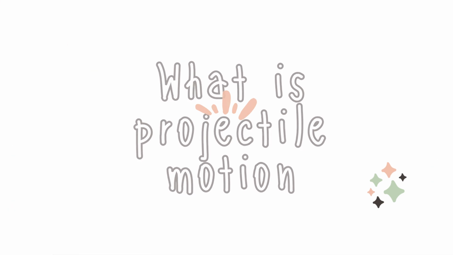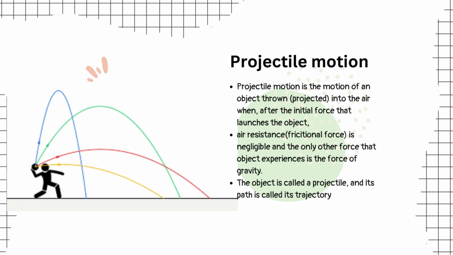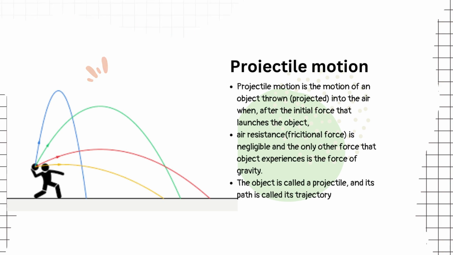What is projectile motion? Projectile motion is the motion of an object thrown or projected into the air when, after the initial force that launches the object, air resistance or frictional force is negligible, and the only other force that the object experiences is the force of gravity. The object is called a projectile, and its path is called its trajectory.